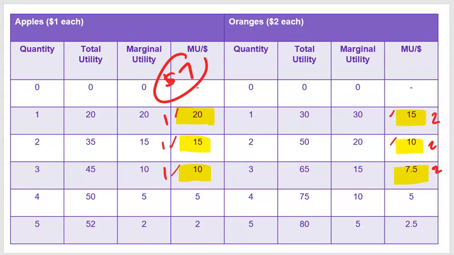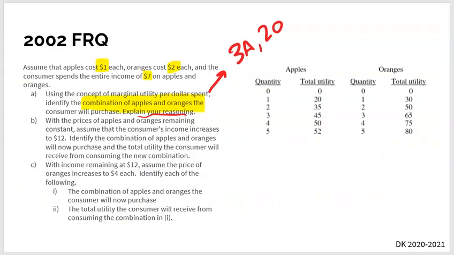Well, now we need to spend $3 more. So we're going to buy $1 worth of apples and $1 worth of oranges. And so here that brings us to $12. So that is going to be 4 apples and 4 oranges.